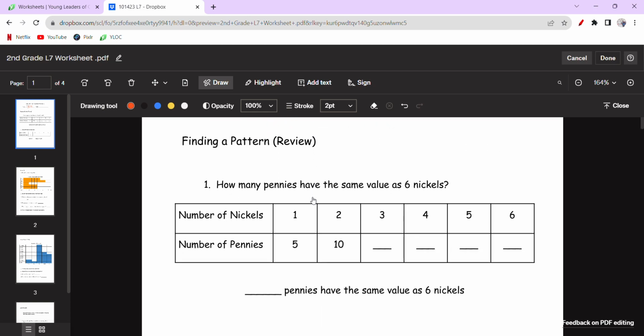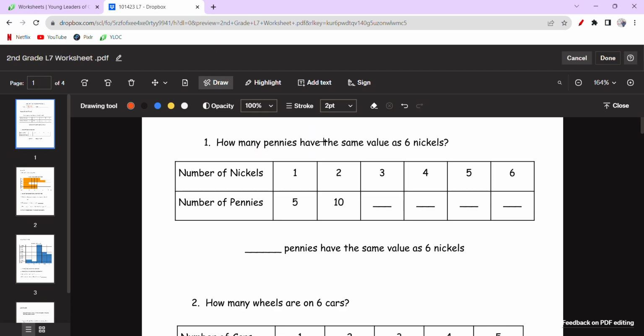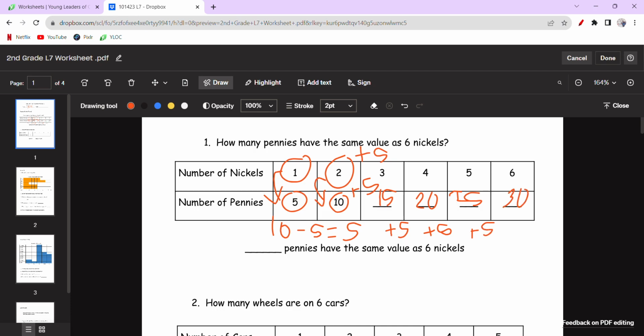Okay, so let's review how to find a pattern. How many pennies have the same value as 6 nickels? So you see, 1 nickel equals 5 pennies, and then 2 nickels equal 10. So you see this pattern? They're adding by 5, but just to make sure, 10 minus 5 will equal 5. So the pattern is plus 5, right? So you just plus 5, which would be 15, plus 5, 20, plus 5, 25, plus 5, and then it will go 30. So you have 30 pennies that equal the same value as 6 nickels, right?